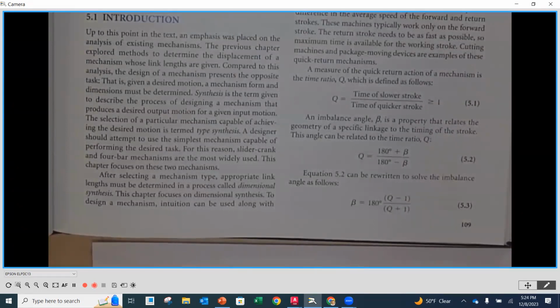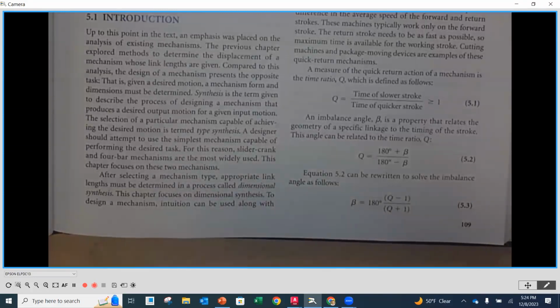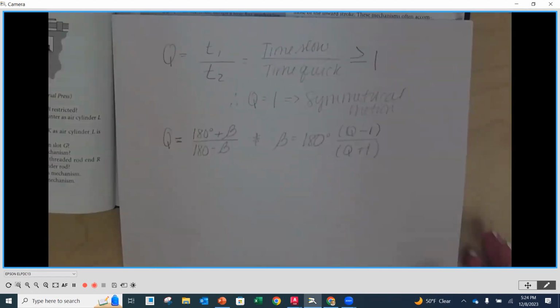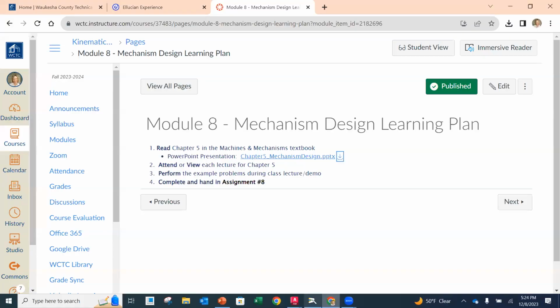So not terribly complex or hard equations, but just kind of understanding and knowing what they mean. All right, let's get back to our PowerPoint. Oh, no, I'm going to stick here.